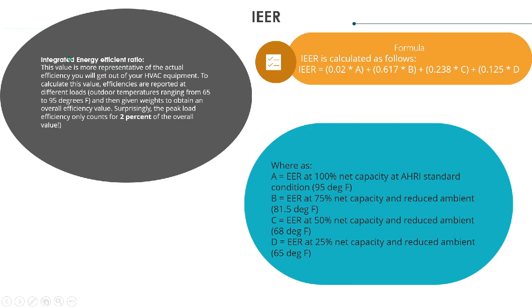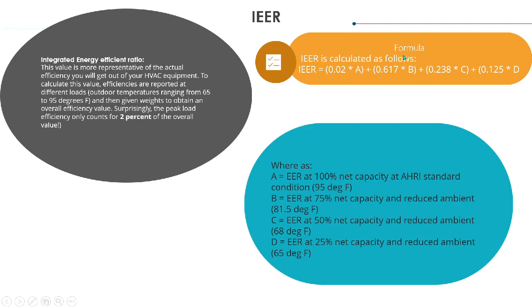IEER, integrated energy efficiency ratio. This value is more representative of the actual efficiency you will get out of your HVAC equipment. To calculate this, efficiencies are reported at different loads, with outdoor temperature ranging from 65 to 95 degrees Fahrenheit, and then given weights to obtain an overall efficiency value. Surprisingly, the peak load efficiency only counts for 2% of the overall value.